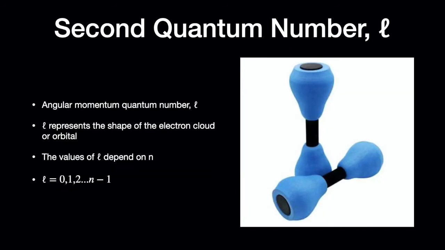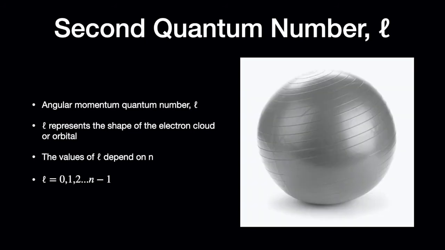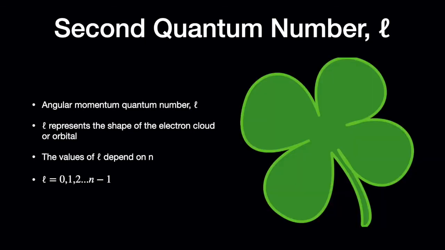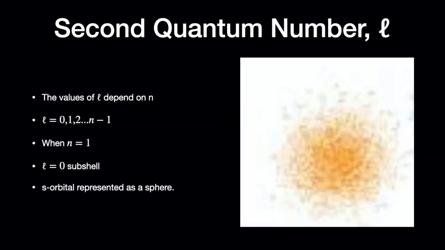The second quantum number is called the angular momentum quantum number, L. L represents the shape of the electron cloud or orbital. So there's nothing really orbiting. There's just the electron that's smeared out and takes the shape of different things. We sometimes refer to it as a dumbbell, or possibly a sphere, or even a clover leaf. Now, L represents the shape of the orbital.